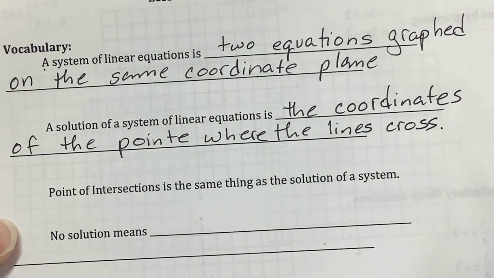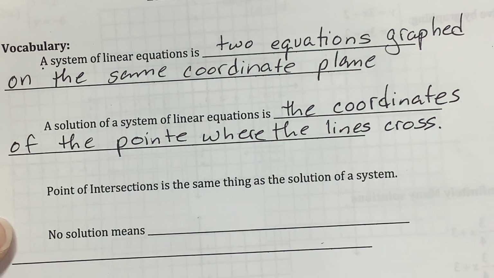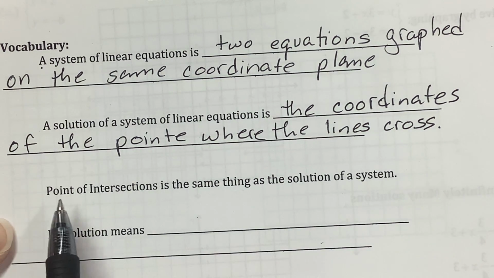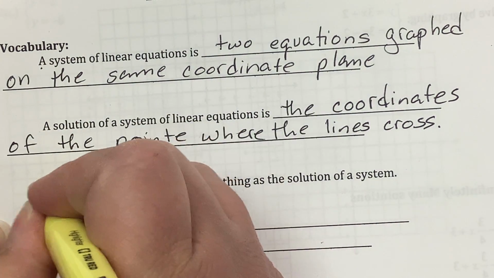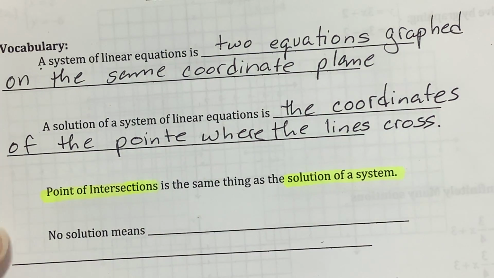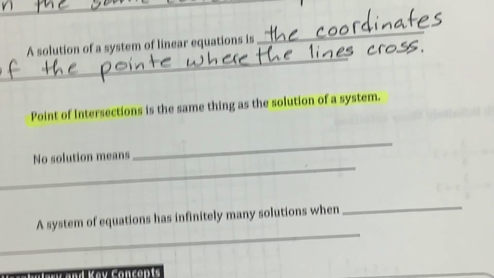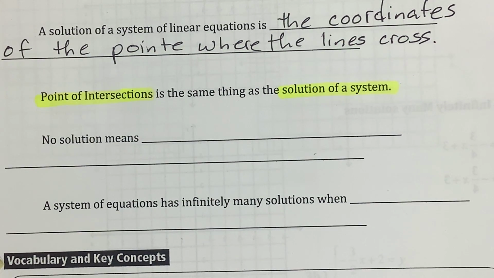I just want to point out that this is for linear equations. Sometimes you have nonlinear equations that are a system, and they can cross at more than one point. We'll talk about that later, but right now we're just talking about lines. So we're talking about the coordinates of the point where the lines cross. That could also be called the point of intersection. We should definitely highlight that. So I'm going to use those two terms, solution of a system and point of intersection, interchangeably. Most of the time, I'll say the system of equations. Every once in a while, I will mess that up, though.